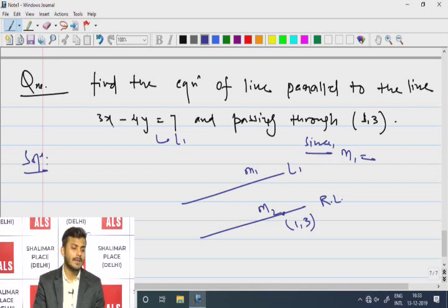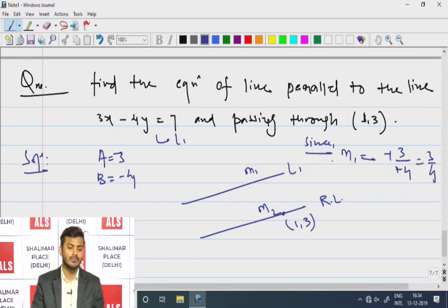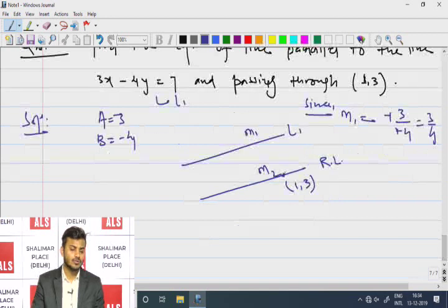m1 is minus the coefficient of x divided by the coefficient of y, which is minus a over b. What is the a value? A is 3. What is the b value? B is minus 4. Remember, this is ax plus by, so this minus sign goes to b, right? So this way we get a equals 3, b equals minus 4. Here, minus of 3 divided by minus of 4 will be 3 by 4. So what is the value of m1? 3 by 4. So this slope value is also 3 by 4, as they are parallel, right?